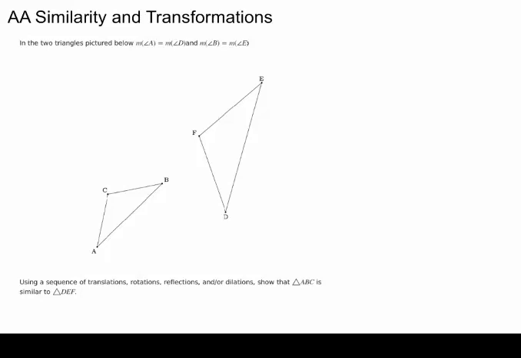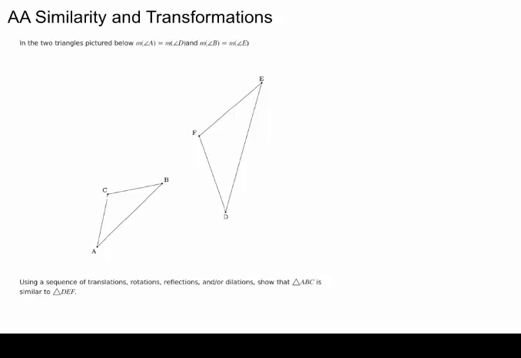Okay, so in these two triangles that we have below, we have triangle ABC and triangle DEF, and we are told that the measure of angle A is equal to the measure of angle D, so those two angles are congruent. And we know that the measure of angle B is equal to the measure of angle E, so again, we know that those two are congruent. And we need to use a sequence of translations, rotations, reflections, and/or dilations, which is the only non-rigid transformation, to show that triangle ABC is similar to triangle DEF.